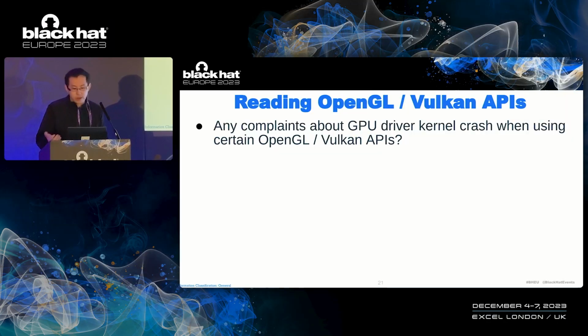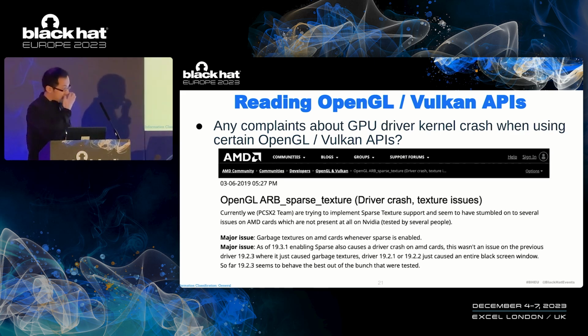So we also tried to read some OpenGL or Vulkan API documentation, with the hope of finding more interesting undefined behaviors in these documents. So we started trying to Google for any complaints about GPU driver crashes when using certain OpenGL or Vulkan APIs. Surprisingly, developers on the AMD website complained that the AMD Windows GPU driver crashes if you use the OpenGL sparse memory API in certain scenarios.